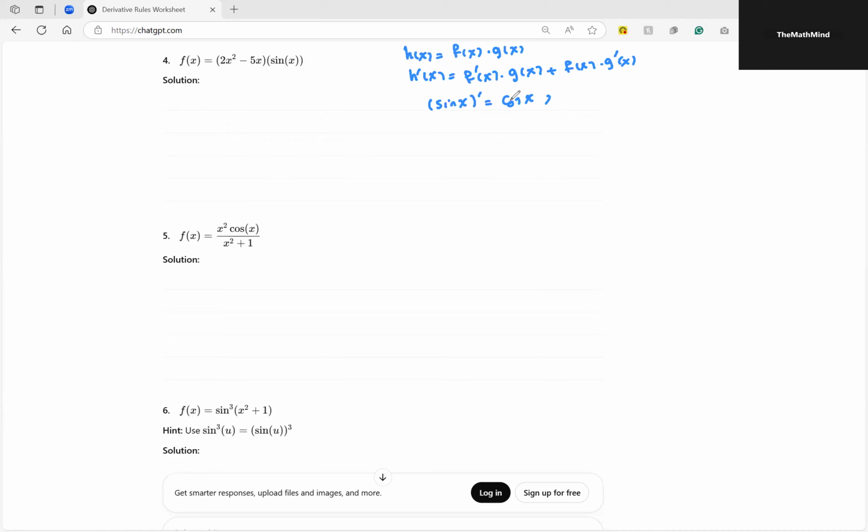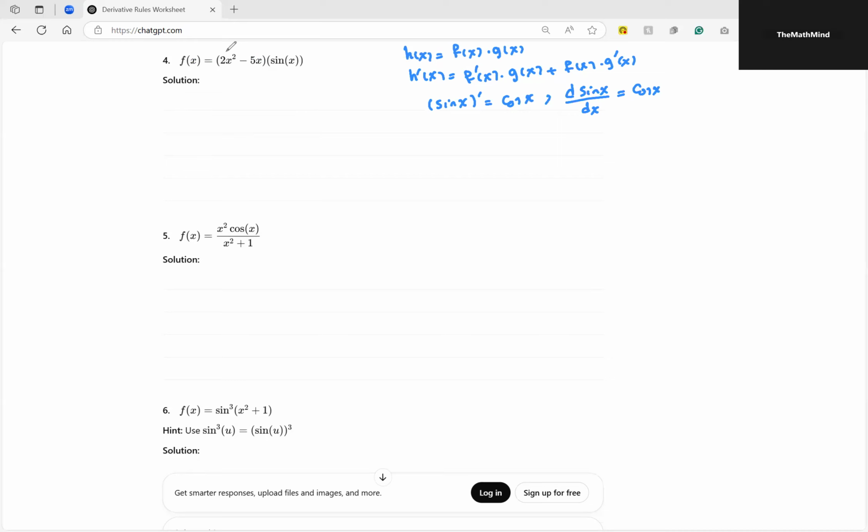Another notation that you can use instead of prime, you can write d of sine over d of x, which is cosine x. This is the notation that we use when we differentiate the function, but the concept is exactly the same as what we do in the derivative.